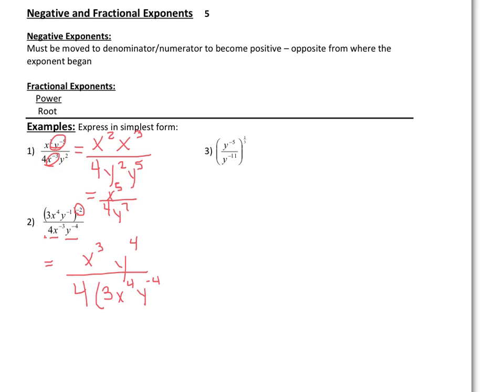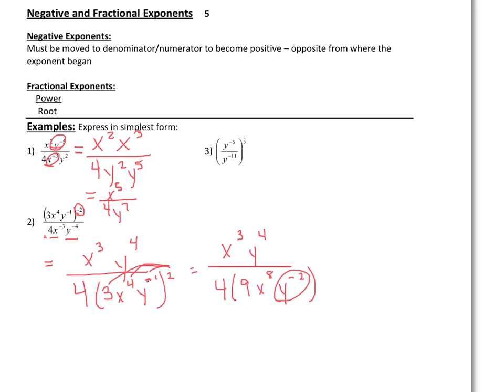And the only one that's changing is the negative 2nd for now. So now I want to raise every term inside there to the 2nd. Three squared is going to give me 9. X to the 4th squared is going to give me x to the 8th because you multiply power raised to a power. And y to the negative 1st to the 2nd will be negative 2nd.